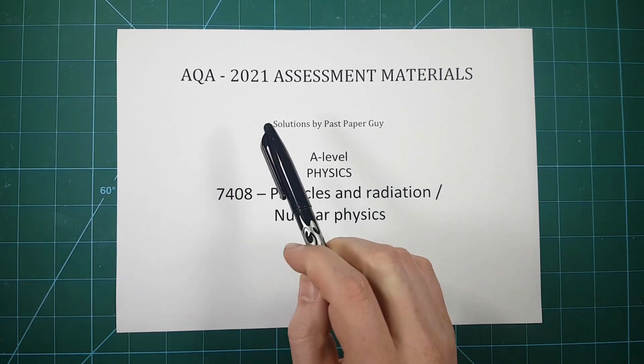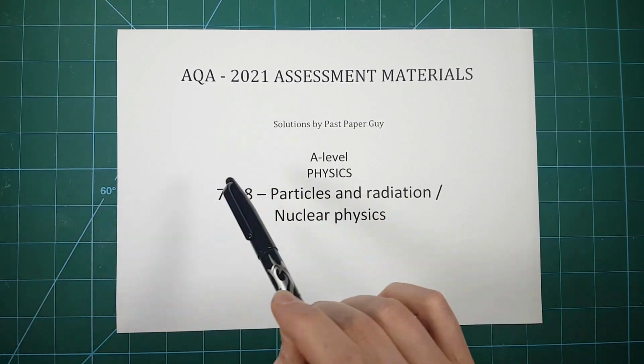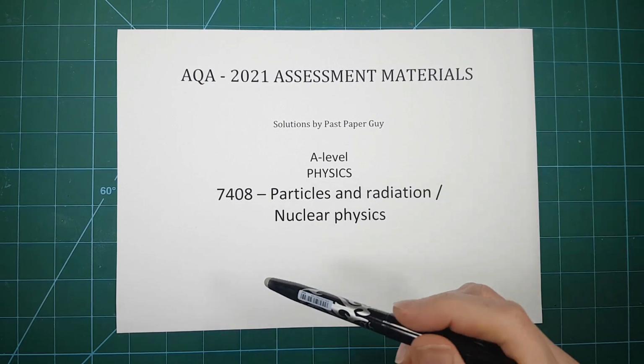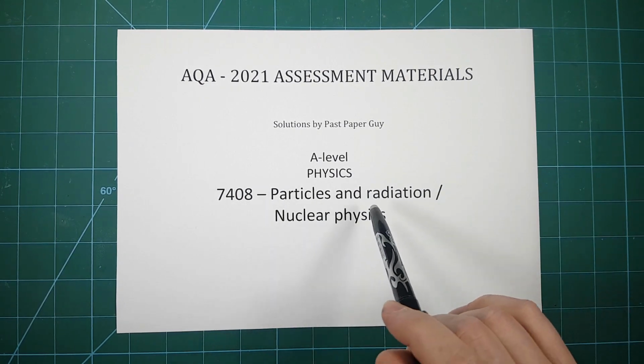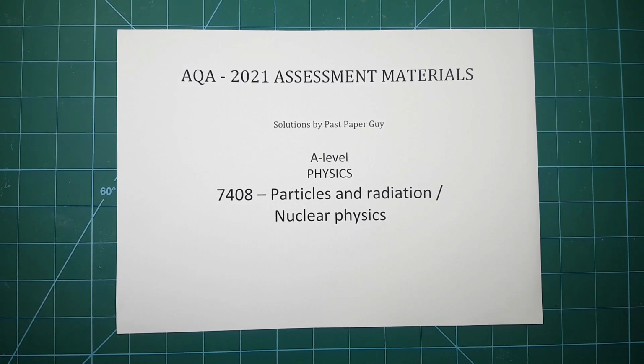I am going to be solving the assessment materials from 2021 AQA. So these are the ones released. I'm going to release this video as soon as they go public. And this is the second set, which is the particles, radiation, and nuclear physics. Like the previous video, I'm not going to be projecting the actual questions because of AQA's quite strict copyright policy. So you'll need to download the paper, print off a copy so you can follow along.